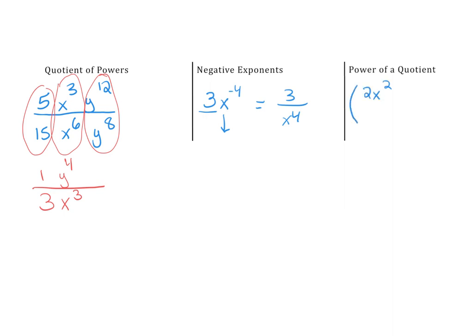2x squared over y to the 4th, all to the 3rd. So all of these, that power 3 has to be applied to everything. So 2 to the 3rd is 8. And then we multiply exponents. So x to the 6th and y to the 12th.